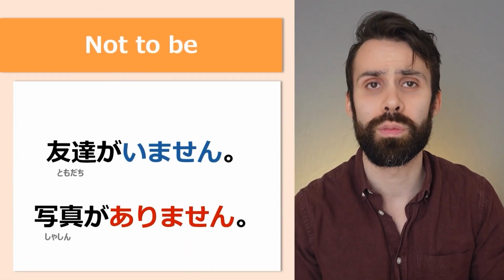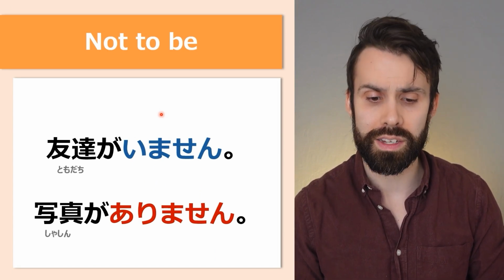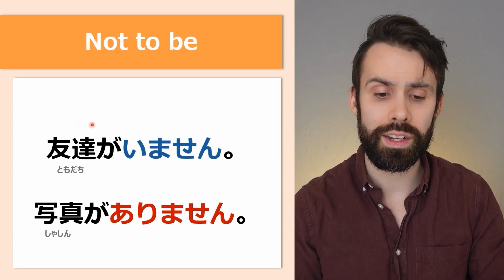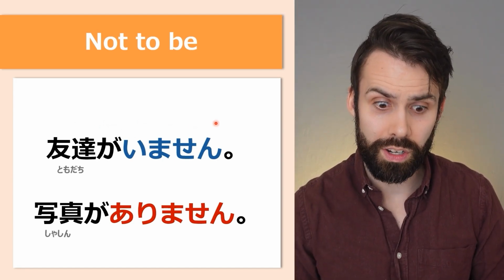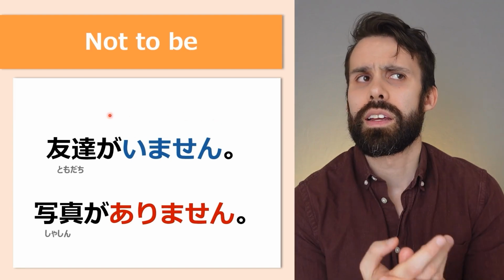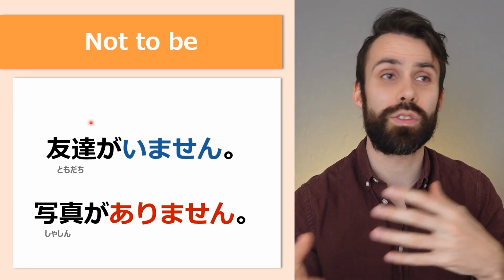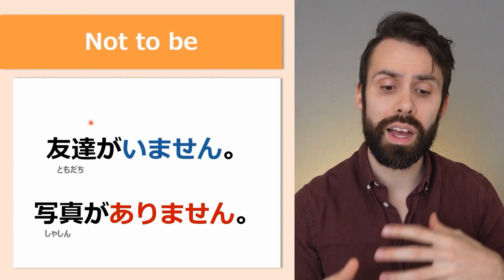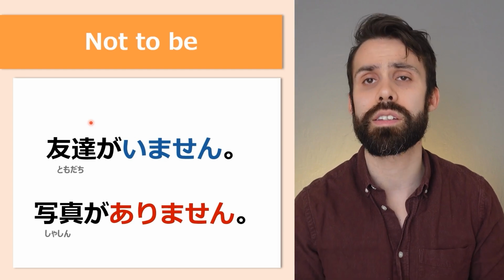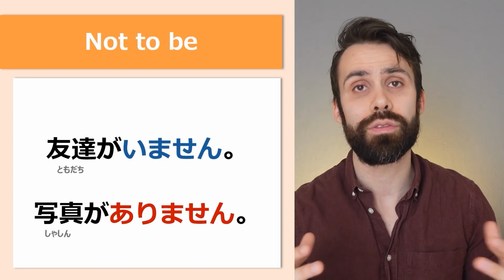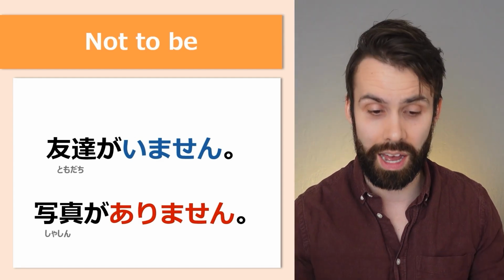The negative is formed just like with other verbs of this type, so tomodachi ga imasen. So there is no friend, or I don't have a friend, which I will talk a little bit about later, because I don't have any friends. No, what I mean is that this doesn't simply mean that there isn't something, but it can also mean that you don't have something. So tomodachi ga imasen, there is no friend, while shashin ga arimasen means there is no photo. Shashin meaning photo, and arimasen being the negative form of arimasu or aru.